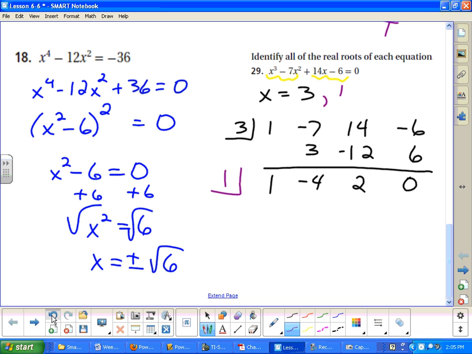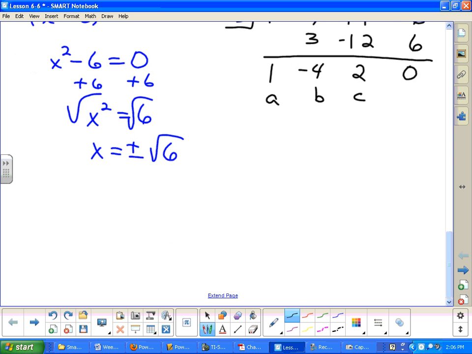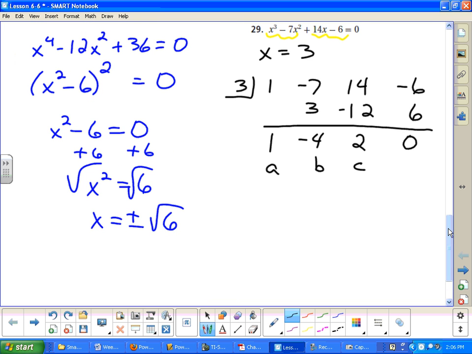I'm just saying if I had a second one. All right, so now we have here's my A, my B, and my C to use the quadratic formula. So we get the opposite of -4 over 2 times 1. Negative B over 2A plus or minus the square root of B squared minus 4 times A times C.